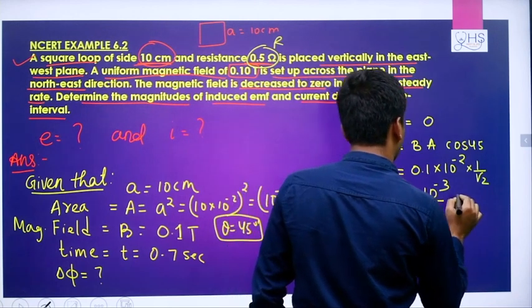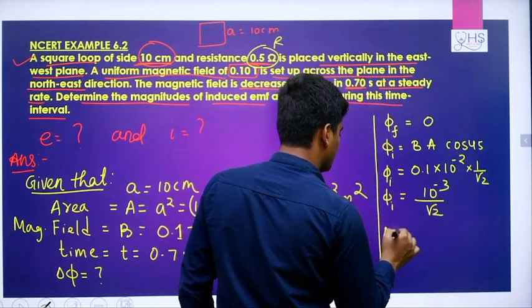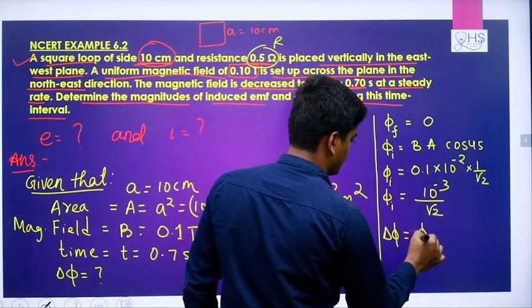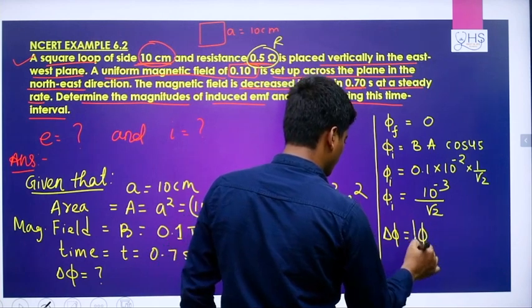So now I'll check what my change in flux is. It will be final minus initial or initial minus final, either you can take, but take it magnitude wise.